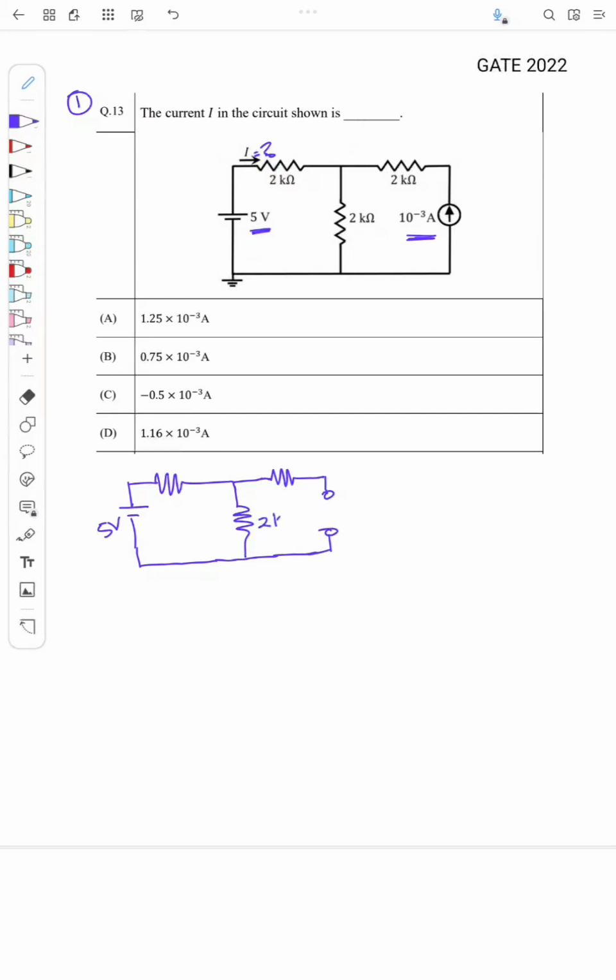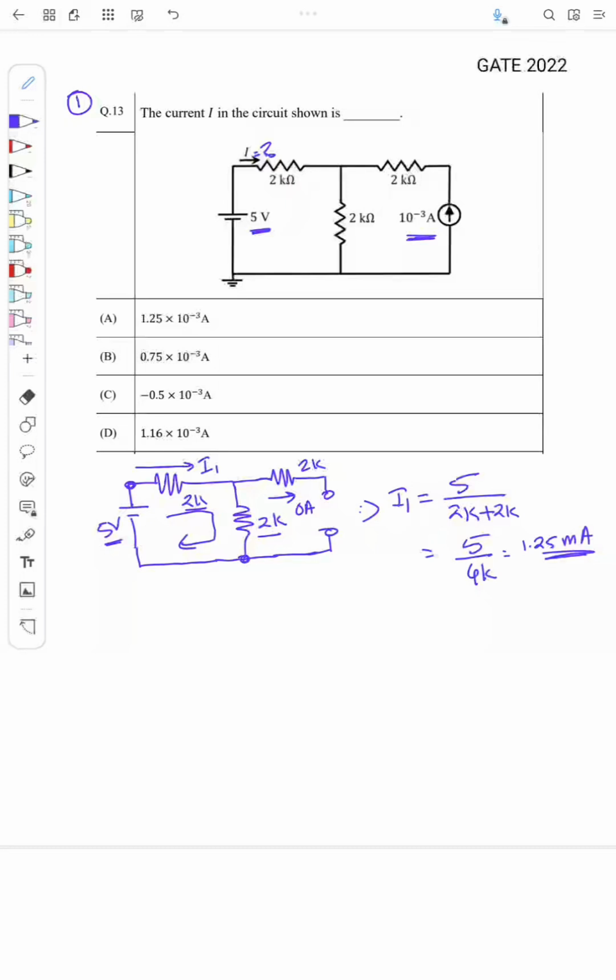So this is 2k, this is 2k, and this is 2k, and this is the current. Due to the voltage source, I'll call the current I as I1. From this circuit, what is I1? The current I1 is this current, because this current is 0 ampere. So I1 is equal to the net voltage 5 by the net resistance 2k plus 2k, so this is 5 by 4k, which is equal to 1.25 milliampere.